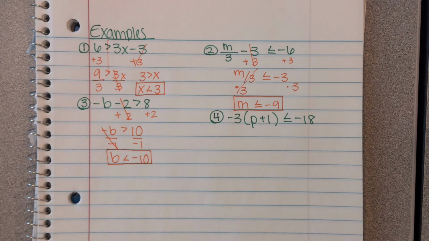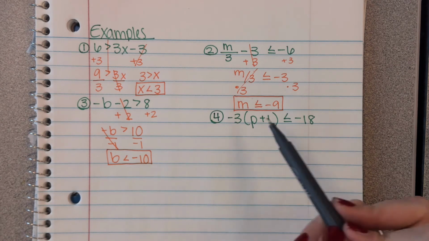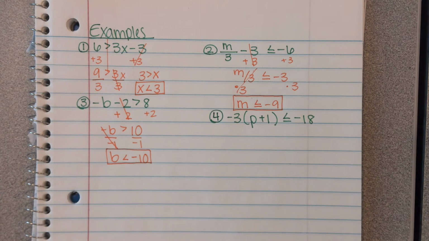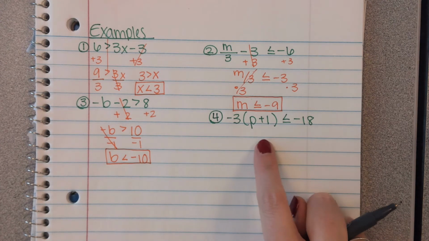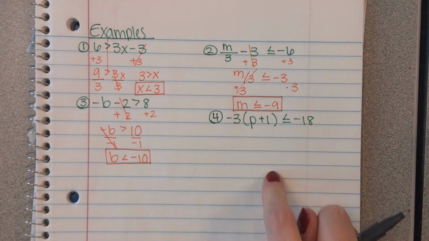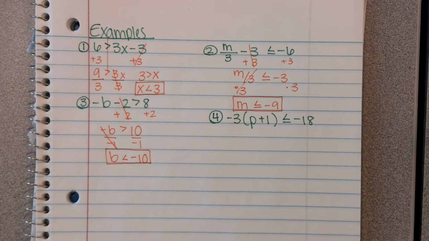Okay, here's example number 4. It looks a little bit different. We've added an extra step. We have a number out here in front of the parentheses. So you can actually go about this problem 2 different ways. I'm going to show you the way that we would traditionally do it. And then I'm going to show you another way that could save you a little bit of time, maybe on the ACT, and you'll get the same answer.